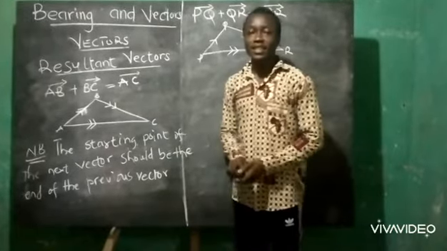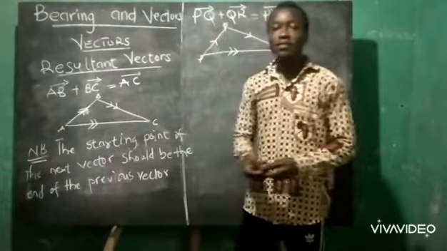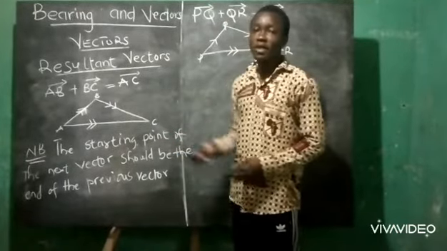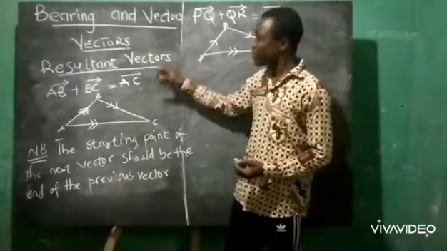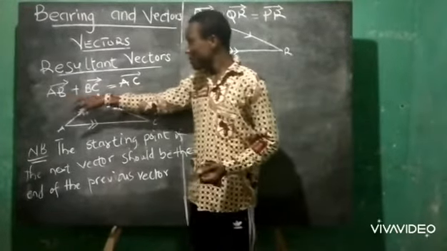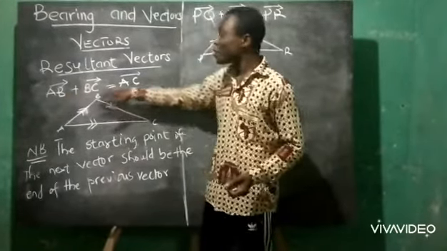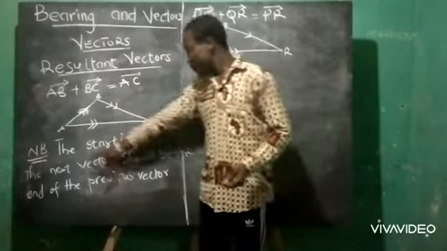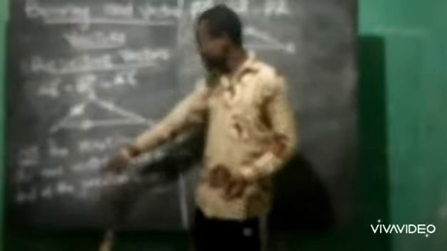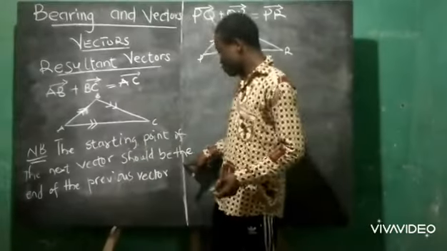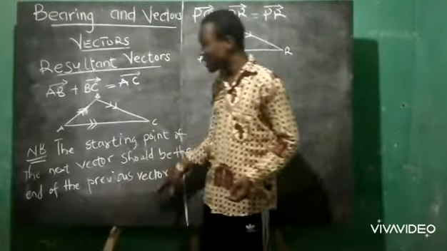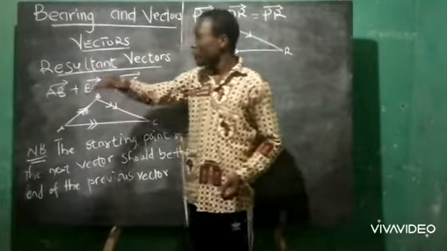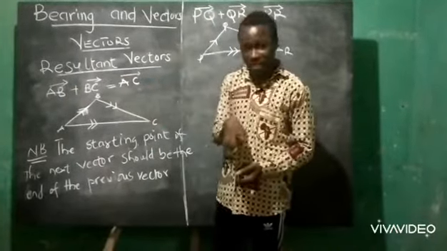Resultant vectors. We are continuing the vector concepts so that we can better understand what the vector topic means. So, resultant vectors. If you have two vectors, AB and BC, and you add them, their result should give you AC. Meaning that the starting point of the next vector, which is BC, should be the end of the previous vector.